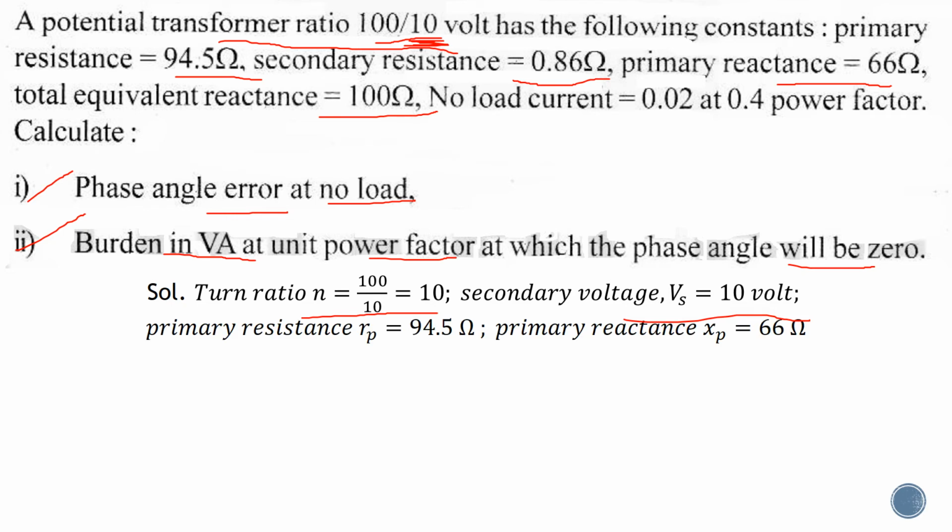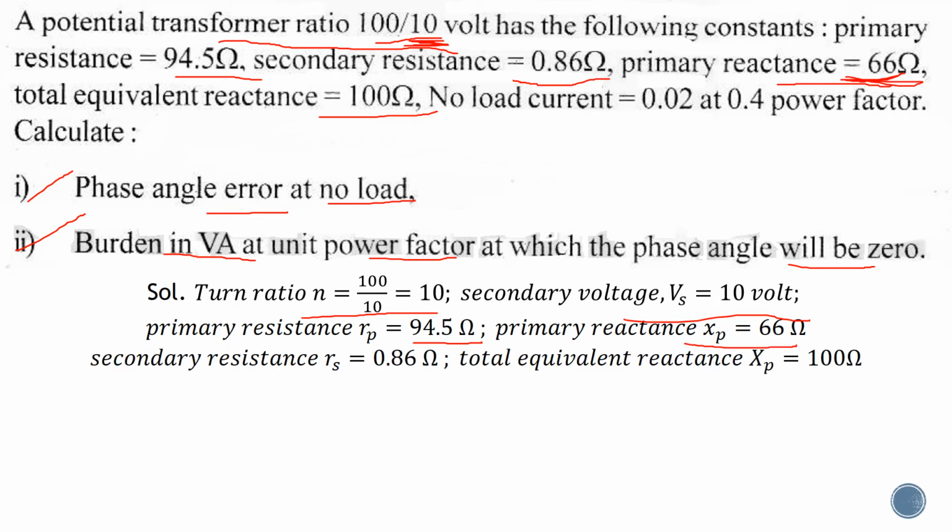The primary resistance value is given as 94.5 ohm, and in the same way the primary reactance is given as 66 ohm. You can see here, the secondary resistance is given as 0.86 ohm, and the total equivalent reactance, here the Xp, is given as 100 ohm. Also, the no load current is given as 0.02.